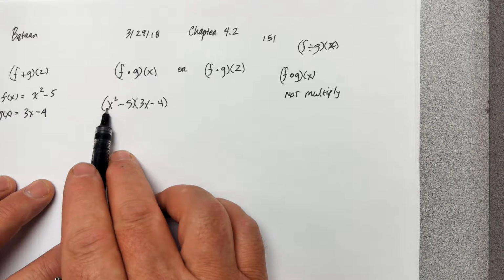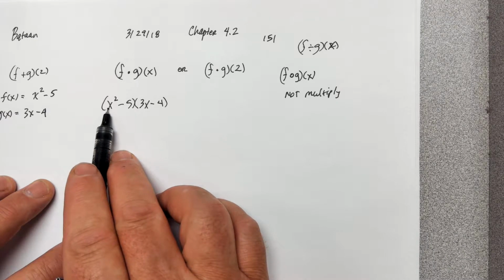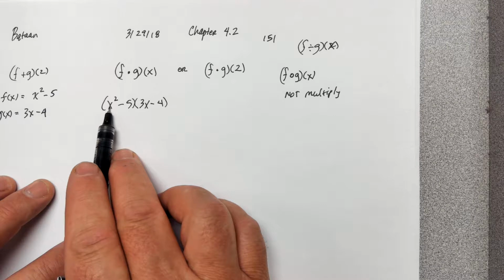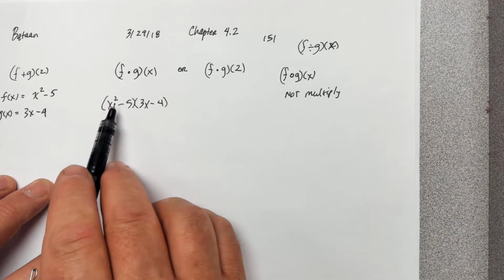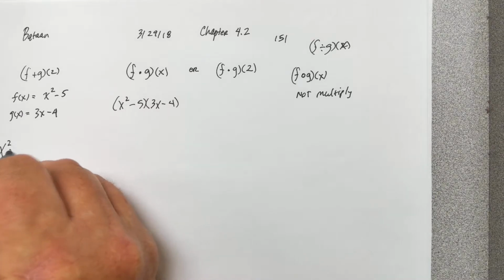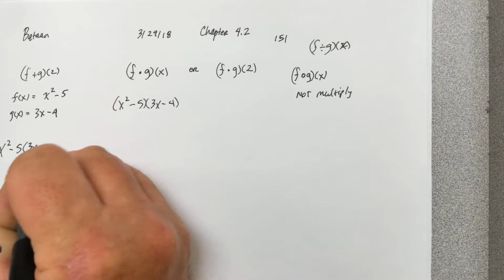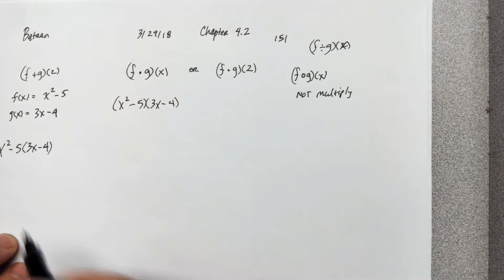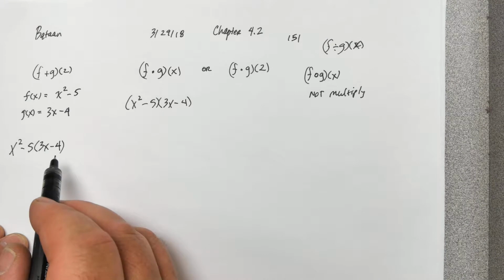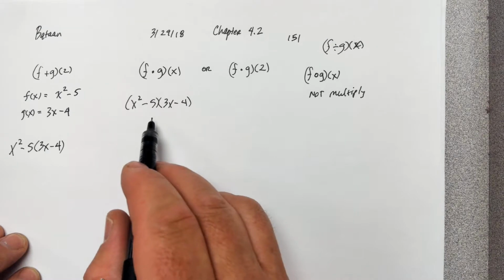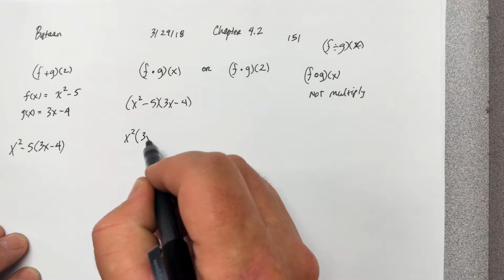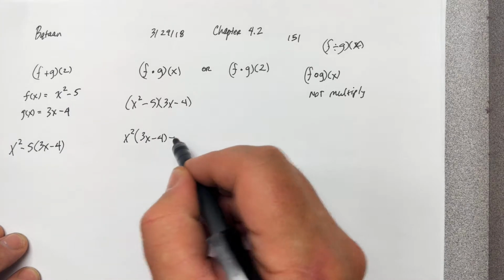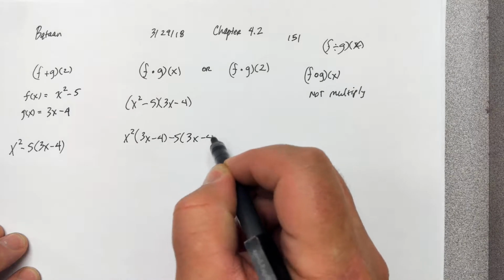So here, I'll show you. Watch, check it out. Here's what it means. Because of the parentheses, for example, let me show you this by contrast. This is different. This means only the 5 is multiplying. But here, the x squared and the 5 are multiplying. So what this really means is x squared times 3x minus 4, and then minus 5 times 3x minus 4.